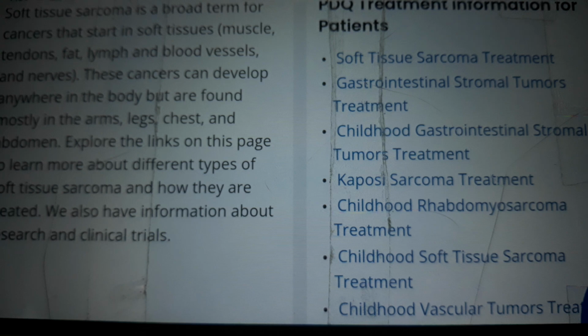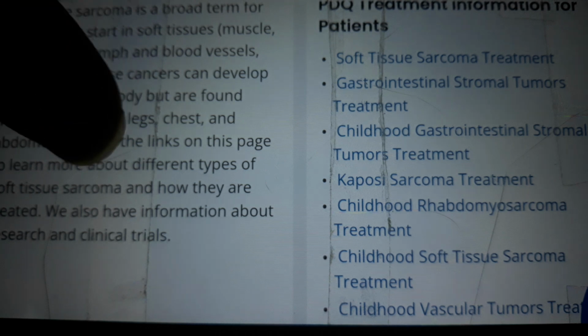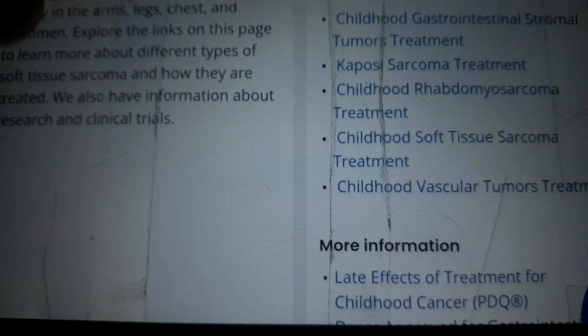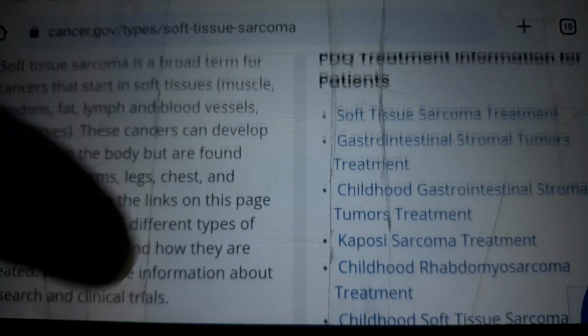Explore the links. Let's explore the links on this page to learn more about different types of soft tissue sarcoma and how they are treated, and the information on research and clinical trials.